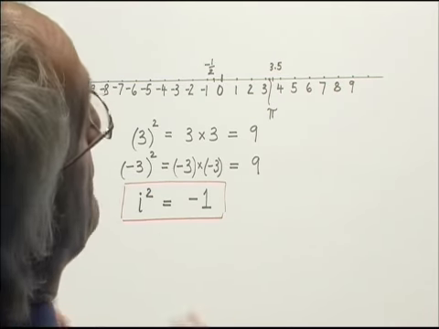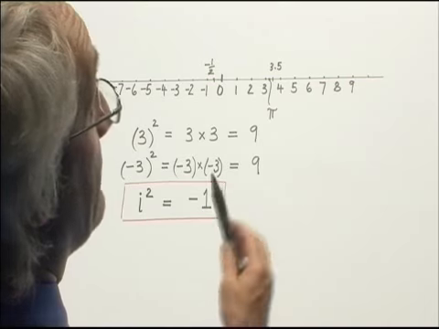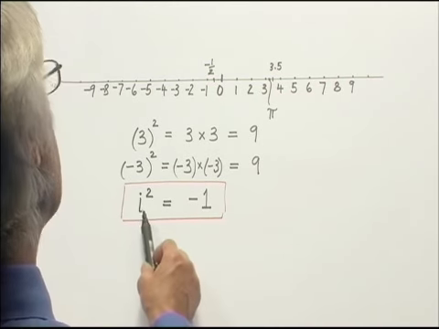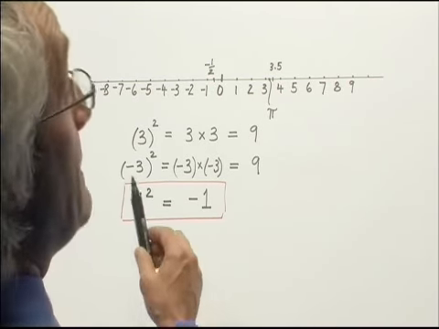Now that clearly is a very special number because I've just explained that when you square any positive or negative real number, the answer can never be negative. So clearly this number i can't be a real number. What it is, it's an imaginary number. We say i is an imaginary number.